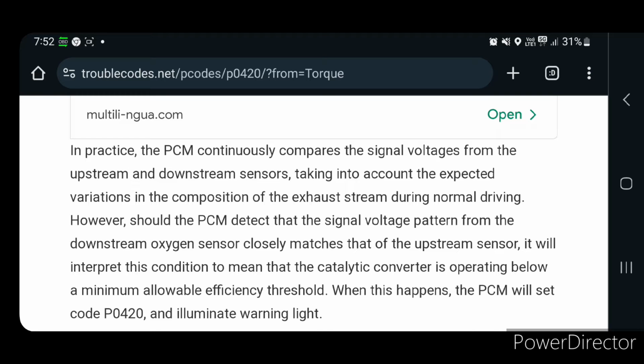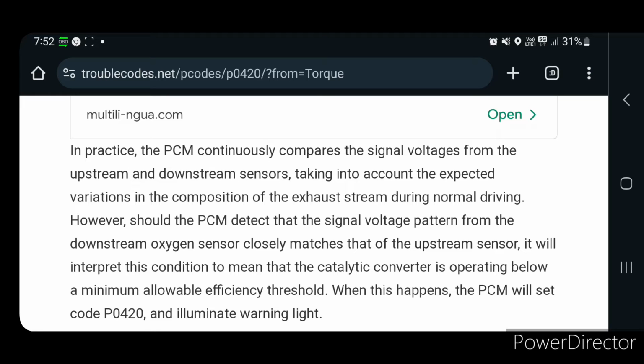When this happens, the PCM will set P0420 and illuminate the warning light. So basically, guys, this fault code is about the performance of the catalytic converter. The PCM is reporting that there is a problem with the operation of the catalytic converter.